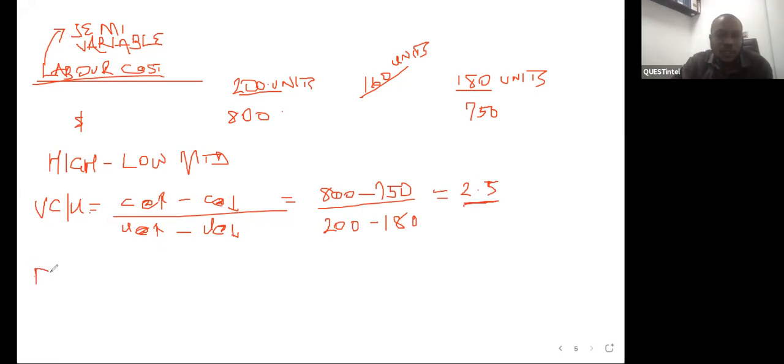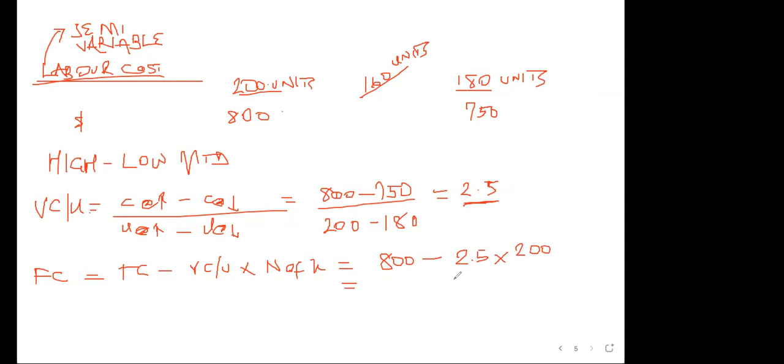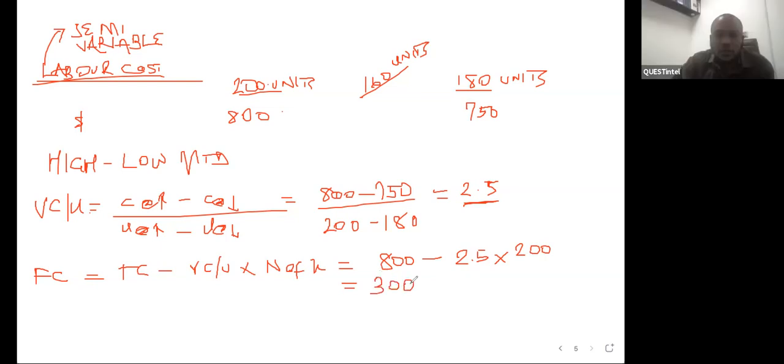Then the next thing we want to do is to get our total fixed cost. And our fixed cost will be the total cost minus the variable cost per unit multiplied by the number of units or sales volume. So we can use any of the levels. We can use the high level now. So our total cost will be 800 minus our 2.5 we calculated, multiplied by 200 units. That's our fixed cost. 300. Is that 300? It's 500 now. Yes, it's 300. Okay, so the fixed portion of this is 300.